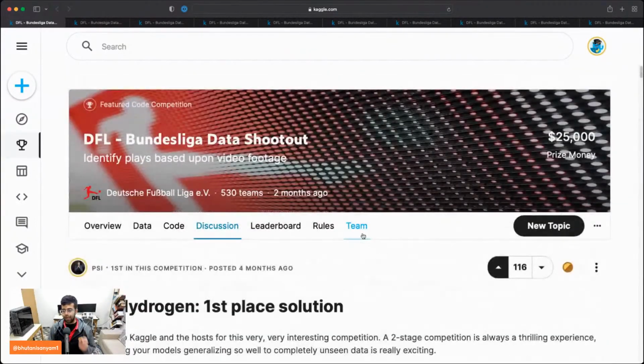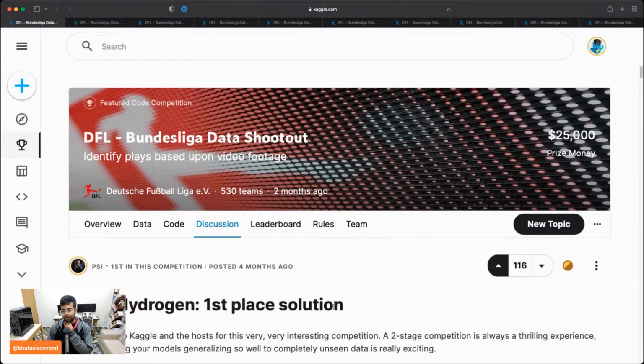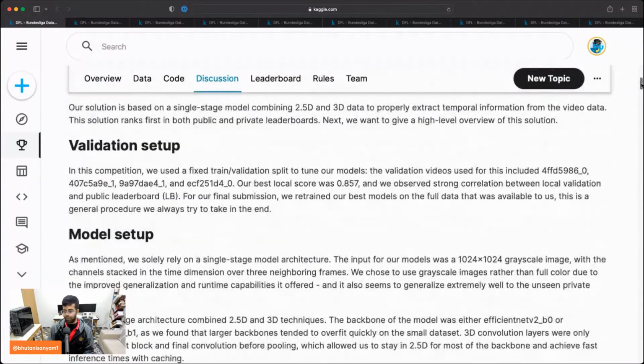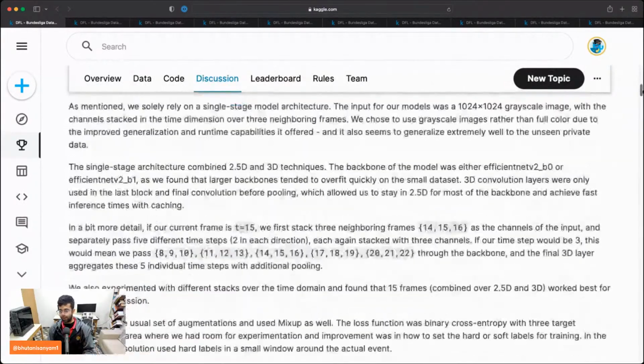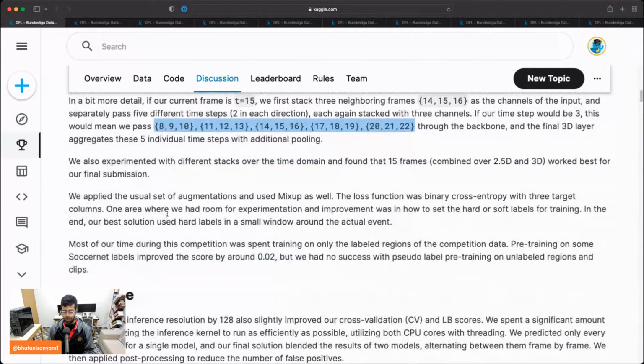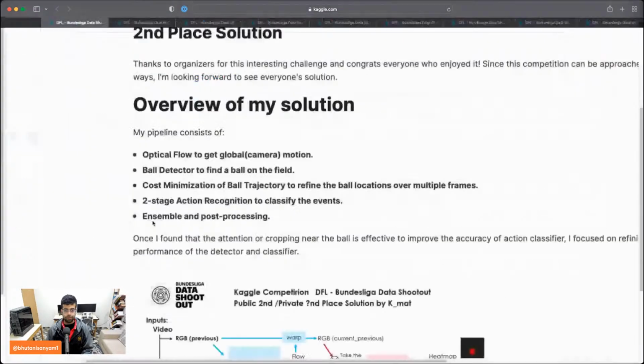Really simple, really elegant solution, insanely high score, insanely optimized inference pipeline. To summarize, they trained on grayscale images, converted that into three stacked layers with five adjacent frames being passed to the model. After that, they run inference with a very optimized pipeline and win the competition by a large margin.